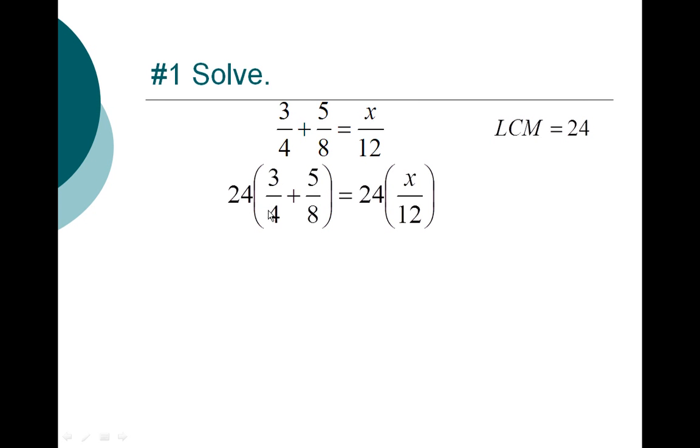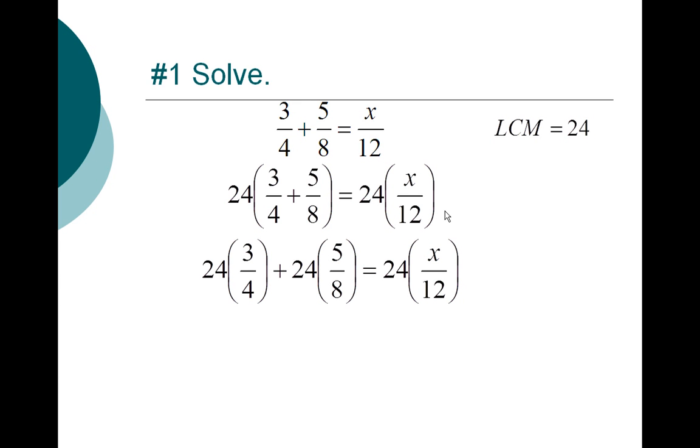Alright, 24 times 3/4. What you can do here is divide 4 into 24, which is 6, times 3. Okay, and do everything else the same way. Here 8 goes into 24 3 times, 3 times 5, and then 12 goes into 24 2 times, 2 times x. So what you're going to get is 18, because 6 times 3 is 18, 3 times 5 is 15, 2 times x is 2x.